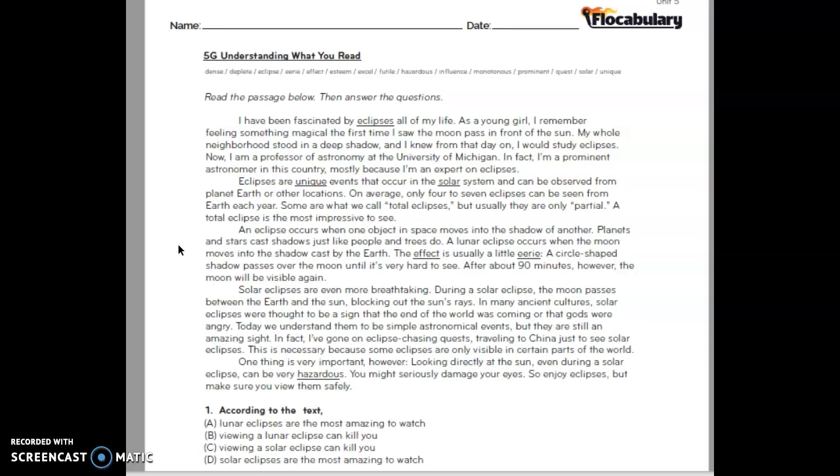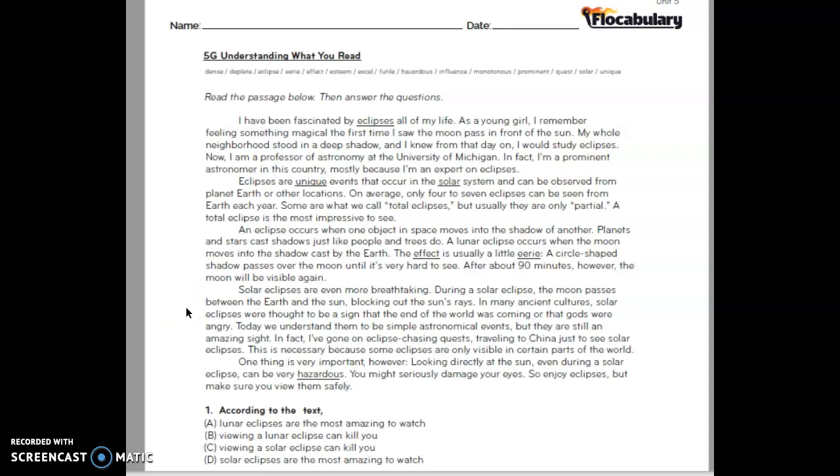A lunar eclipse occurs when the moon moves into the shadow cast by the Earth. The effect is usually a little eerie. A circle-shaped shadow passes over the moon until it's very hard to see. After about 90 minutes, however, the moon will be visible again. Solar eclipses are even more breathtaking. During a solar eclipse, the moon passes between the Earth and the sun, blocking out the sun's rays.